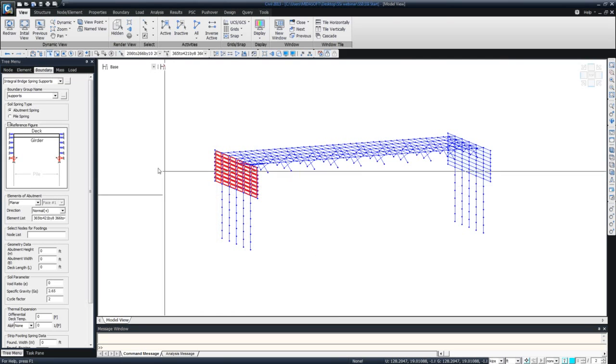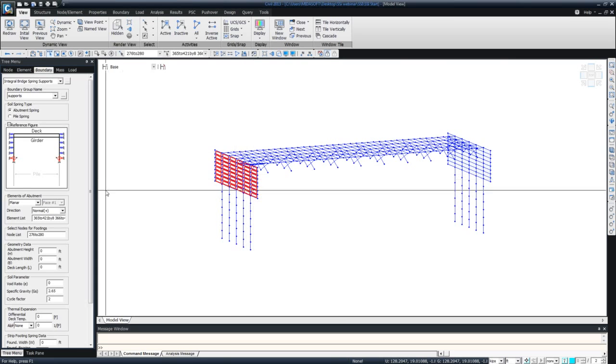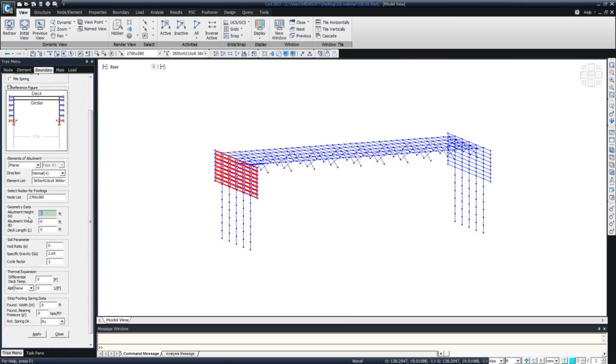So as you can see here, once you change the view from 3D to 2D, you can easily select the abutment elements. Now after you select the abutment elements, they will appear here, and now you will select the nodes for the footing. So the nodes, as I said, they have to be at the bottom of the abutment. So this way you select the nodes. Then you define the abutment height, which is 13 feet in this case, the abutment width, which is 59 feet, and the total deck length, which is 123 feet. The void ratio for the soil, the differential temperature, whatever differential temperature for the site classes, you can put it here. And then you define the strip footing data.